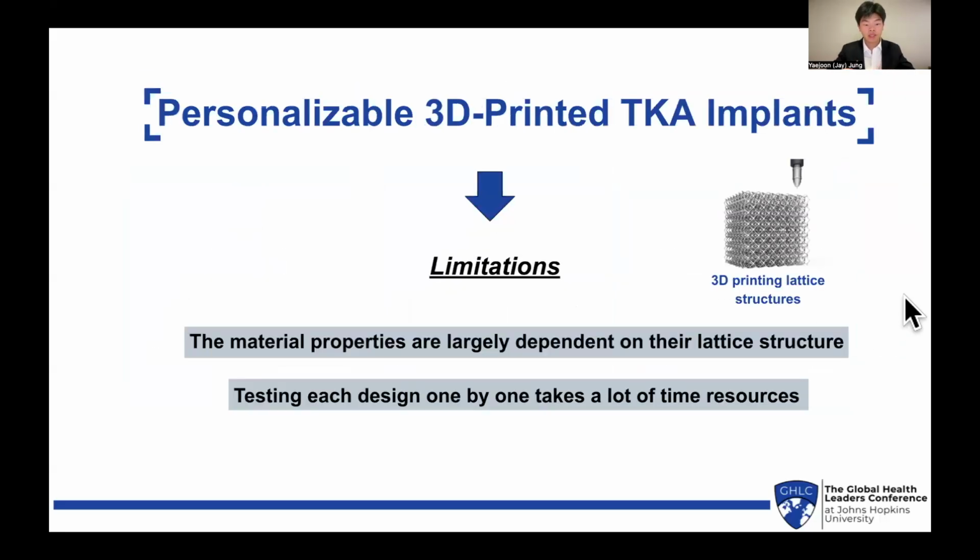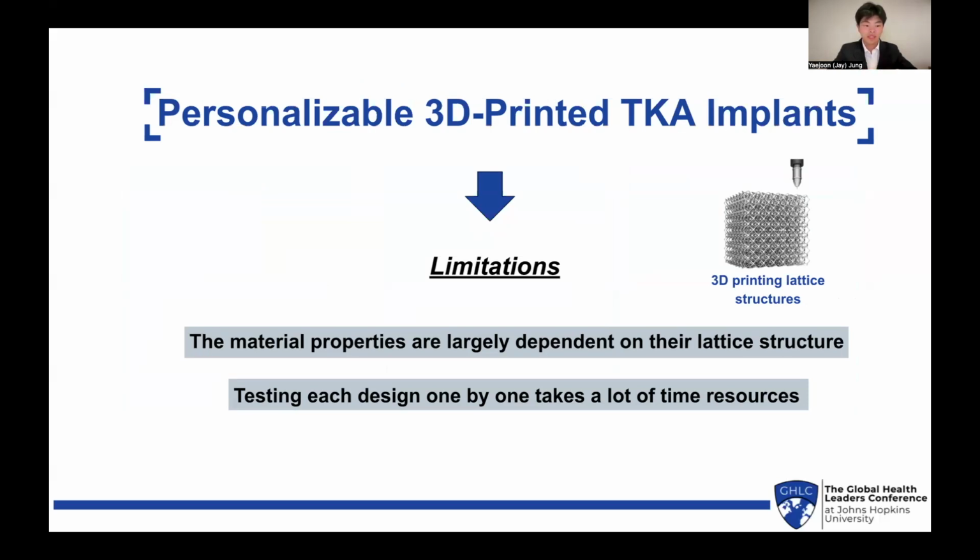One really promising solution is personalizable 3D printed TKA implants. To create this, you have to stack small structures called lattice structures on top of each other. However, the material properties are largely dependent on the lattice structures themselves. And also, testing each design one by one takes a lot of time, resources, and energy. These were the challenges that I faced about 8 months ago.